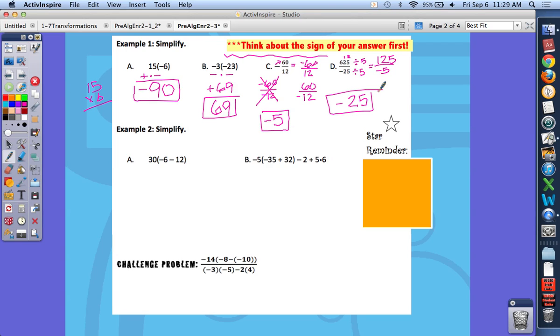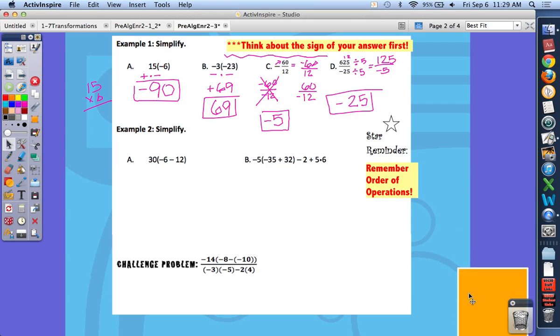Okay, on these next two, simplify. Remember these rules, follow order of operations. That's your star reminder that I want you to write down on the side. Remember order of operations, okay? So pause the video, write that down, and try A and B, and then press play.